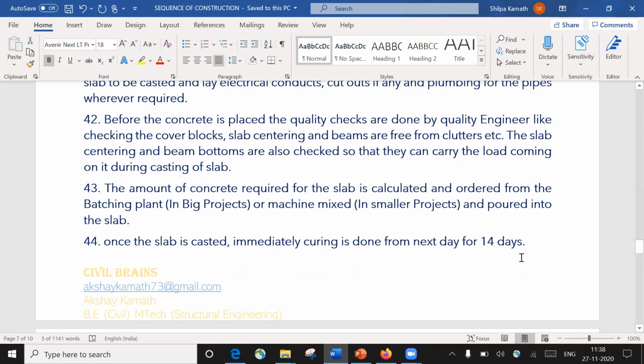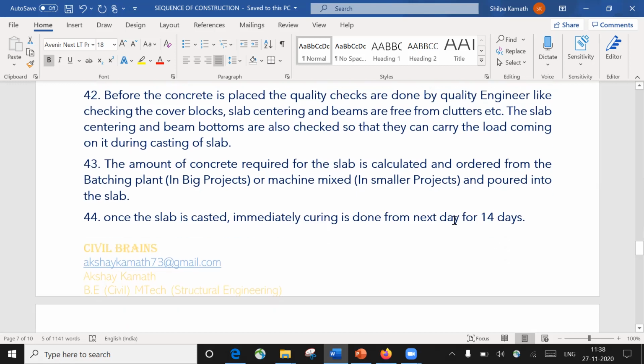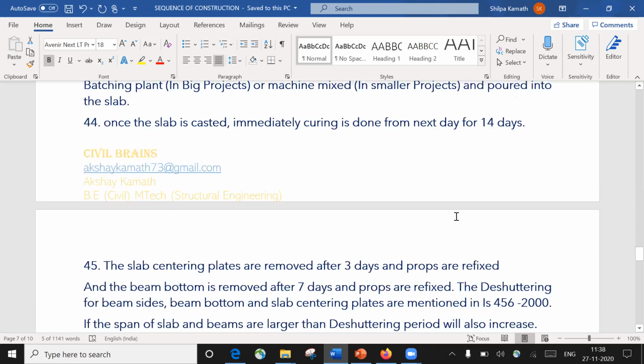Once you're done with the casting of the slab, you have to do curing immediately with the help of a ponding process. Ponding is like you create small bunds, and over that you pour the water. Otherwise you can place gunny bags and do that. It's up to you what you want to follow. But always remember, slab curing has to be followed for 14 days, because slab is a critical element. Small cracks here and there in the slab will result in leakages and all. So we always do the curing of the slab for 14 days, so that enough strength is gained in the slab.